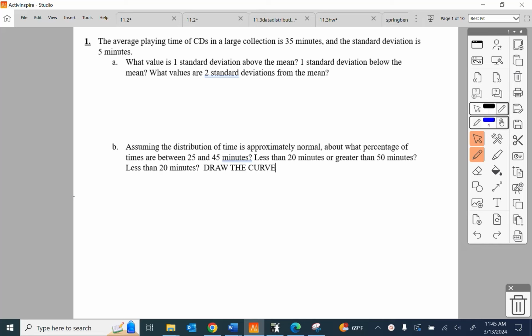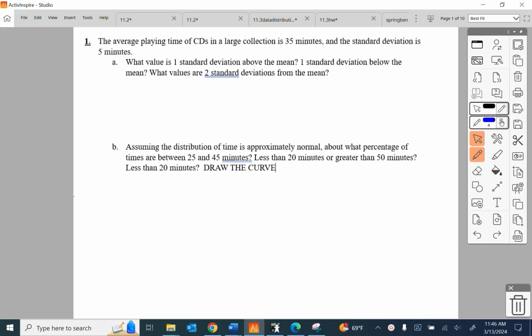So we have 11.4 here, which is the bell curve, which is something I actually really enjoy quite a bit. The average playing time of CDs in a large collection is 35 minutes, and the standard deviation is 5 minutes. What value is one standard deviation above the mean and one standard deviation below the mean?